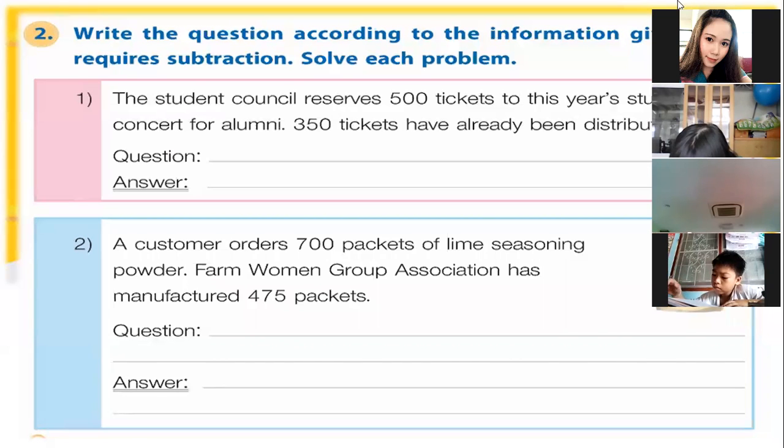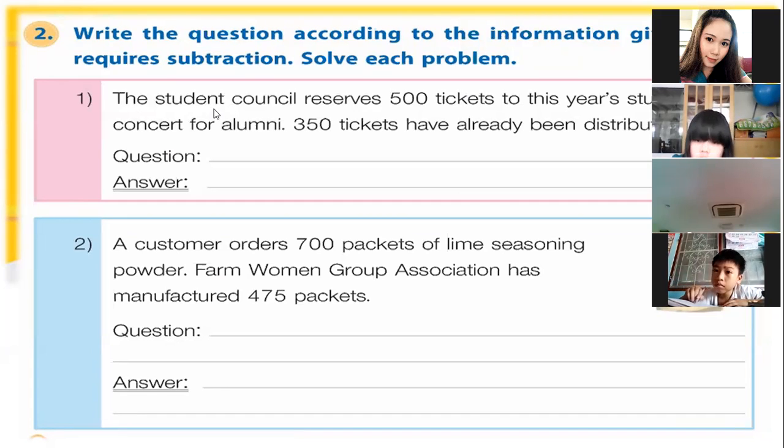Okay. So now what we have to do here, we have to find the question from the problem, the information given to us, and then solve the problem, give the answer. Okay, students, so here we have to do subtraction. Subtraction is required here. Okay, now, question number 1.